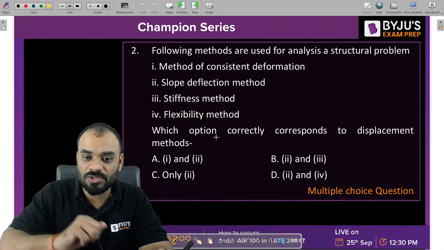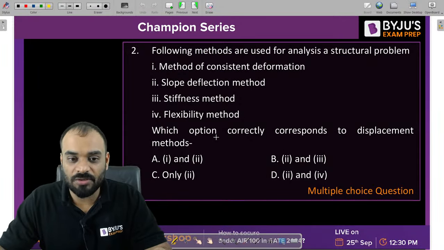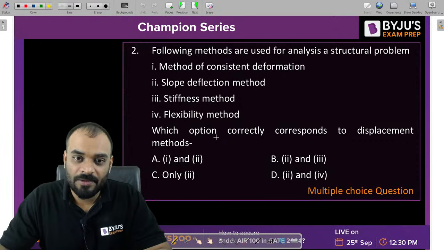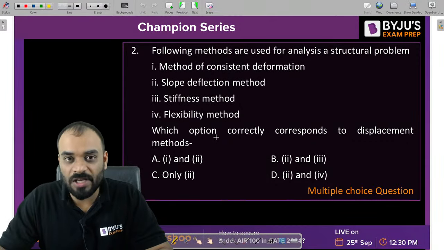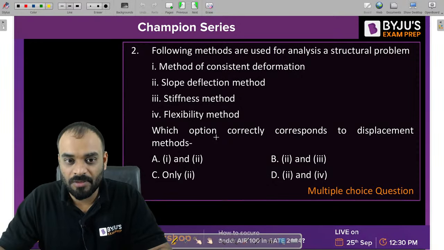Let's move to the next question which is in front of you. Now you need to choose the correct option with respect to the displacement method. Tell me guys. The following methods are used for the analysis of a structure problem, right? Method of consistent deformation, slope deflection method, stiffness method and flexibility method. Now tell me guys, out of these 4 options, which of the following options can be correct as per the displacement method? That is the problem.